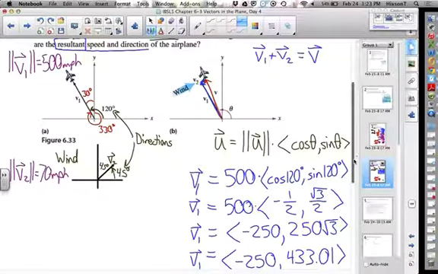Now we have to do the wind one. Why don't you take a moment or two to find what it would be for the wind. We said the magnitude is 70 and the direction angle is 45. There's your formula, so go ahead and find what V2 would be.